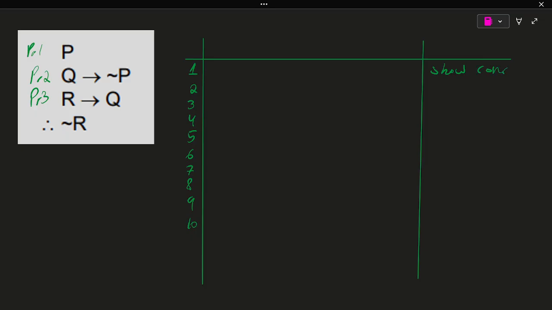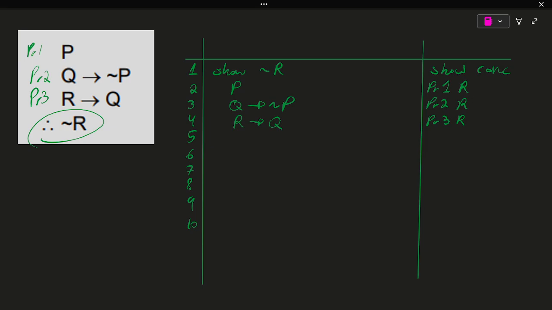We always start with show conc, because we want to prove the conclusion with the premises. That goes show the negation of R, which is our conclusion right here. Premise 1, for simplicity's sake, PR1, repetition, just repeating it again, is just P. PR2 is just Q, then negation of P. PR3 is R, then Q.